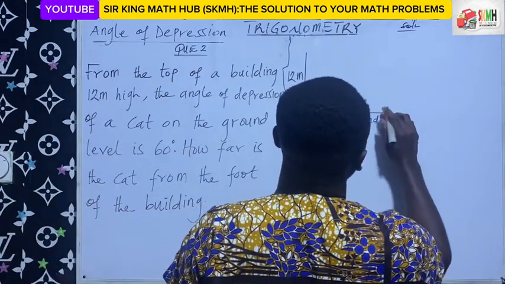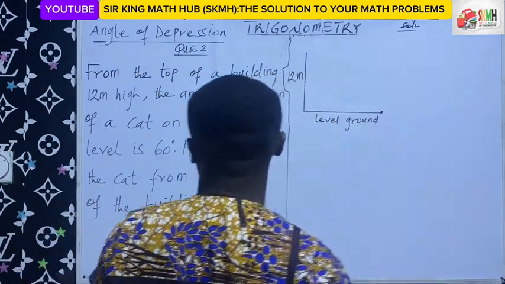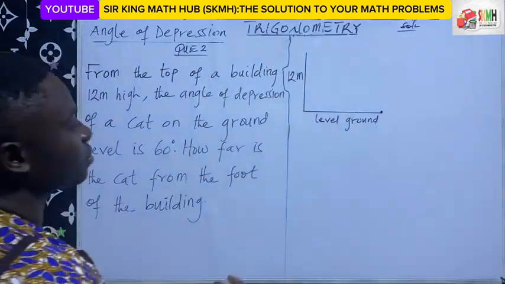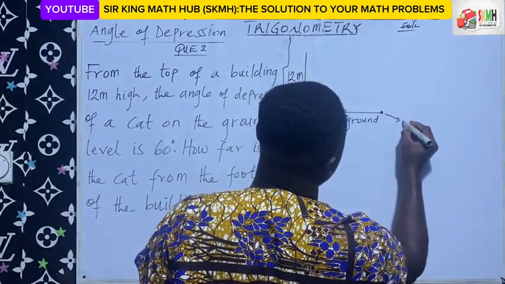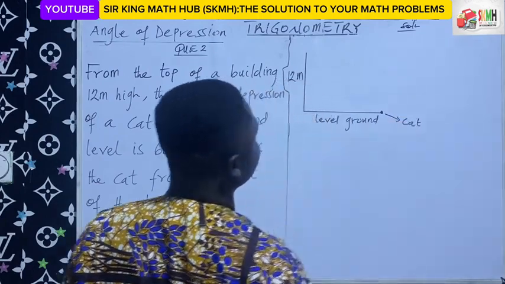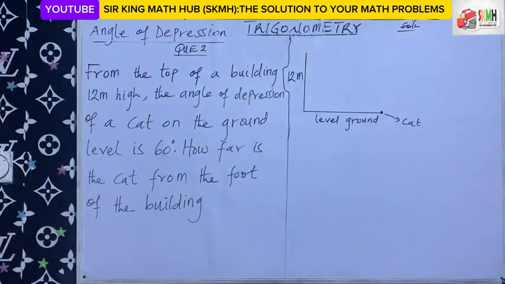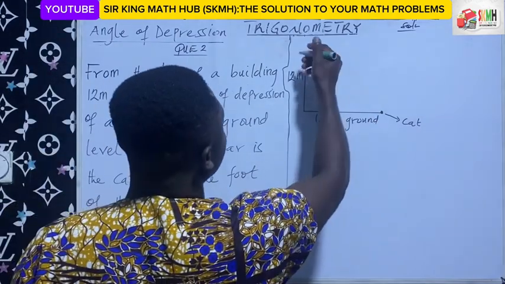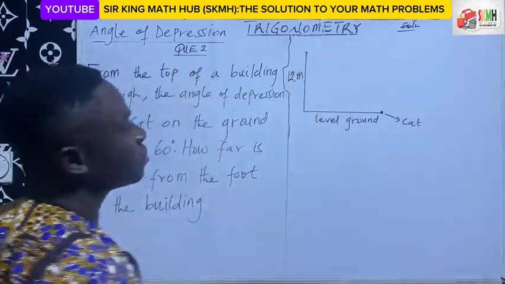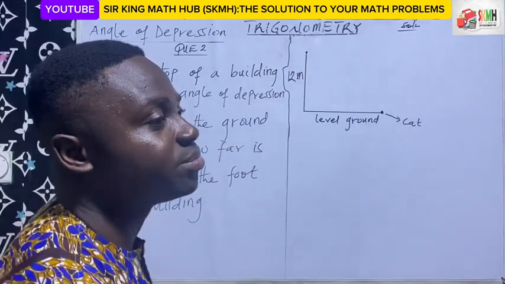Now, we were told that there is a cut on the ground. So let's say this is our cut. We have a cut here on the ground. But when you measure the angle of depression of this cut from the top of the building, how then do we measure the angle of depression?